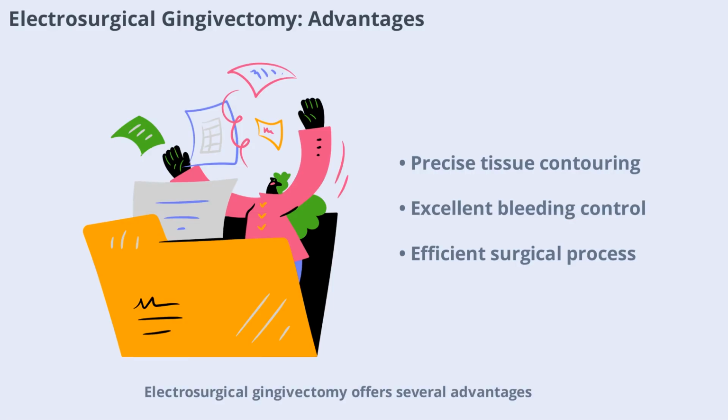Electrosurgical gingivectomy offers several advantages. It allows for precise contouring of the gum tissues and provides excellent control of bleeding during the procedure. This can make the surgery more efficient and comfortable for both the patient and the clinician. Additionally, electrosurgery can be especially useful in cases where traditional surgical methods are challenging.